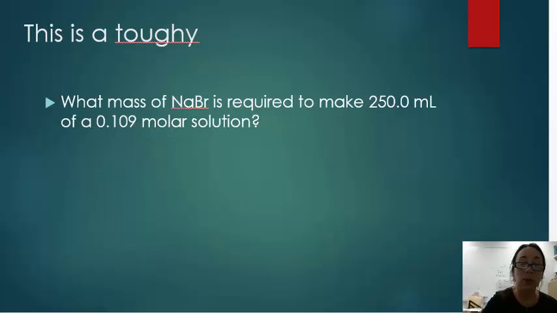Okay, we just did this one. Okay, so this one's going to be our most challenging one so far, so it may take you a little bit longer to solve. That's okay. Give yourself enough time to really think about it. What mass of sodium bromide is required to make 250.0 milliliters of a 0.109 molar solution? So work on this, and when you get an answer, start the video again and we'll review it.